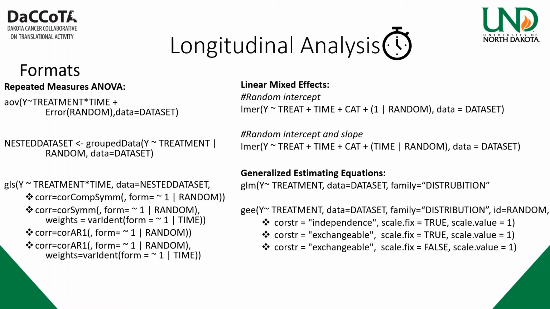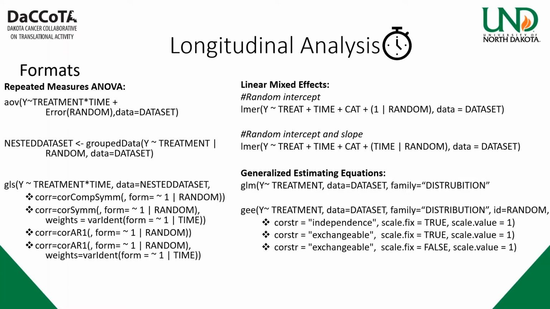This one has compound structure. This is essentially unstructured, where you actually can set unequal variances. This is another form, AR1, and then this is the same one, but now the variances can be unequal.